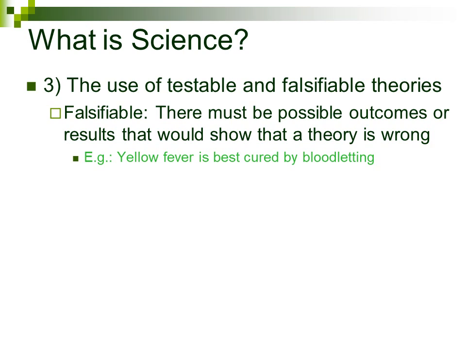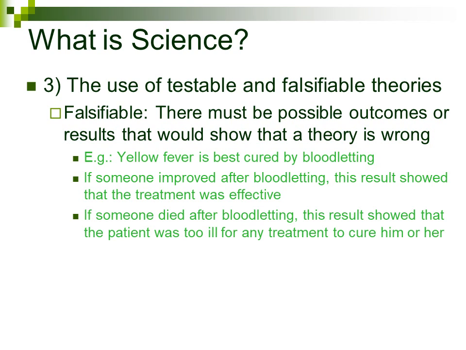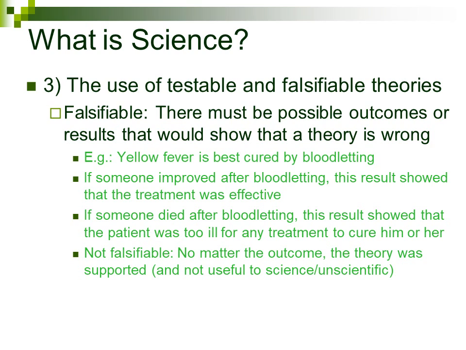So how did he test his theory that bloodletting was effective? Well, this was the logic he used. If someone improved after bloodletting, this result showed that the treatment was effective, okay? But if someone died after bloodletting, this result showed that the patient was too ill for any treatment to cure him or her. So no matter what happened, whether the patient lived or died, Rush's theory that bloodletting was effective was supported, according to him. If the patient lived, this showed that bloodletting worked. If the patient died, this showed that the patient was so far beyond help that nothing would have worked. So this theory that yellow fever is best cured through bloodletting is non-falsifiable. No matter the outcome, the theory was supported.